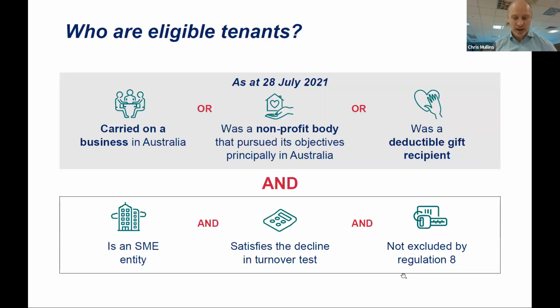So who are eligible tenants? To be an eligible tenant, on the 28th of July 2021, you either needed to be carrying on business in Australia, or you were a non-profit body who pursued objectives principally in Australia, or you were an endorsed deductible gift recipient. In addition to meeting one of those three requirements above, you then need to satisfy all of the following three criteria.